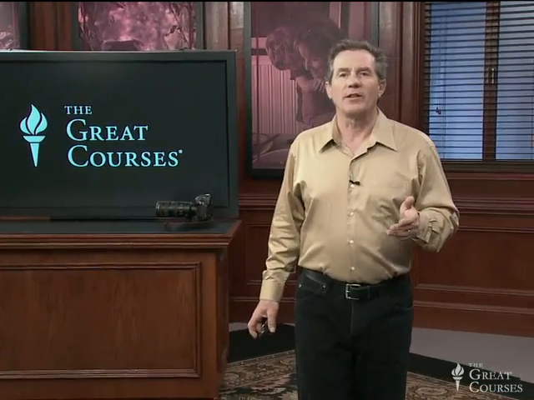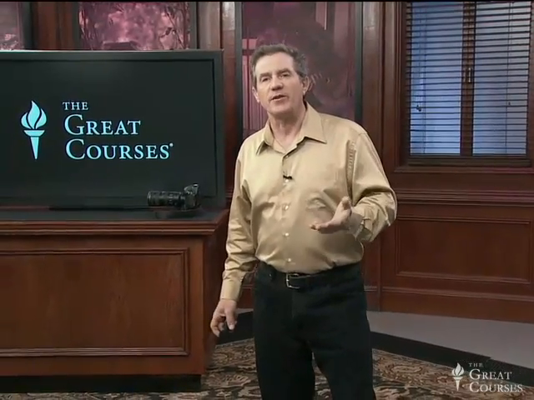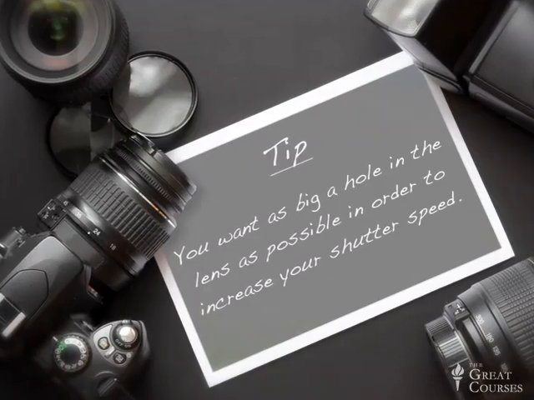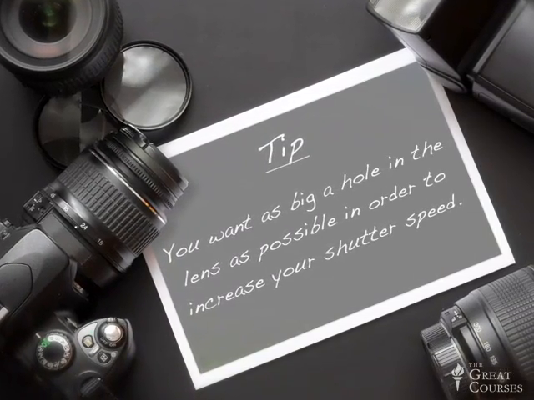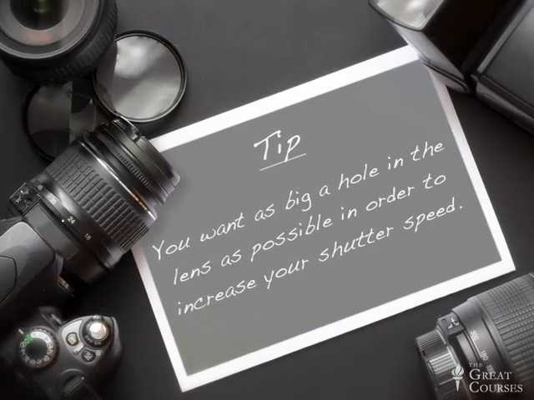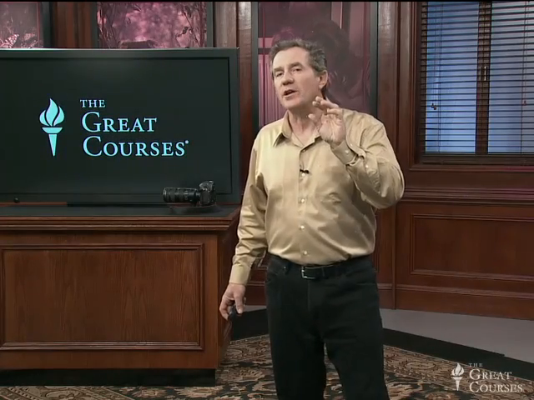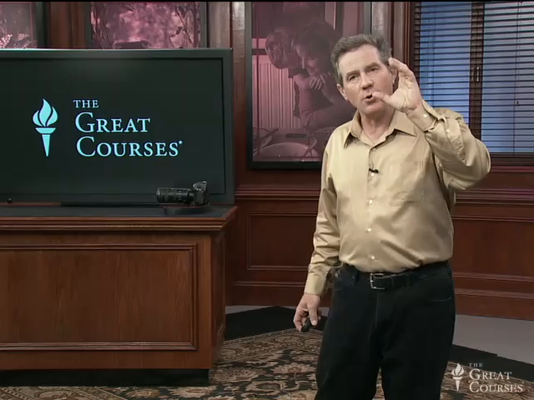All right. So you want a very big hole in the lens, which gives you very little depth of field in this case, and it makes your subject pop out. You want as big a hole in the lens as possible in order to increase your shutter speed, right? Aperture and shutter speed walk hand in hand, remember. When you're shooting in low light, you're going to want that big hole in the lens.